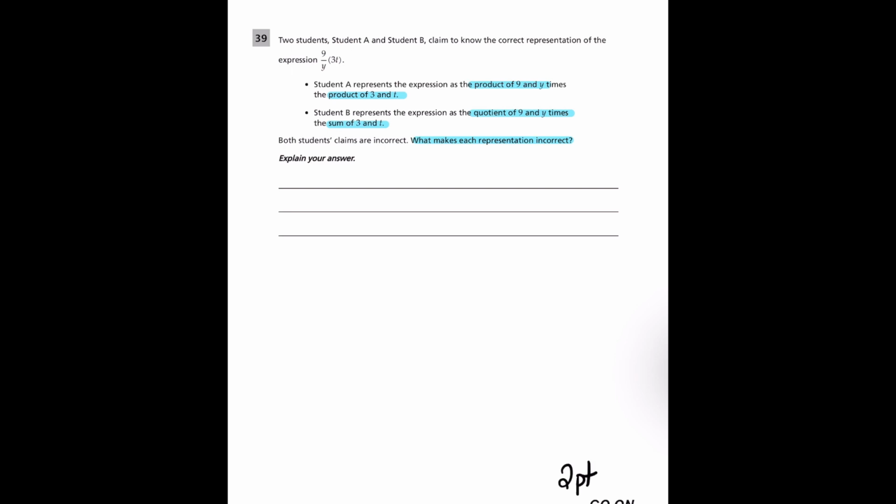So let's see what student A wrote. He wrote the product of 9 and y. So that would have been 9y. That is not the same as 9 divided by y. So I'm going to put that in for student A.